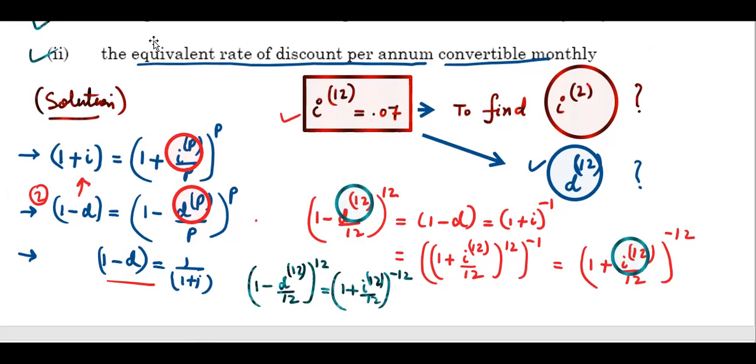So this is here 0.07 you put, solve both the sides and check that you get the answer D12. Check this one. Yeah, this much for today's class.